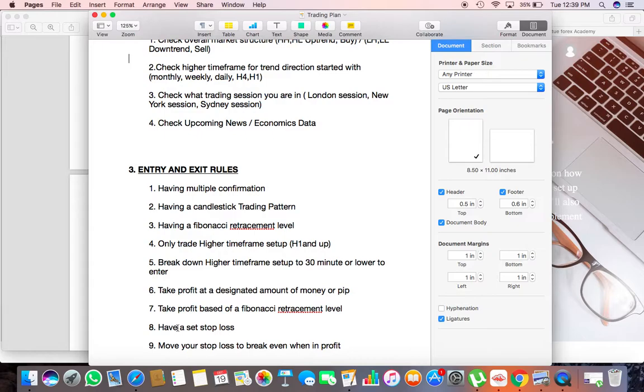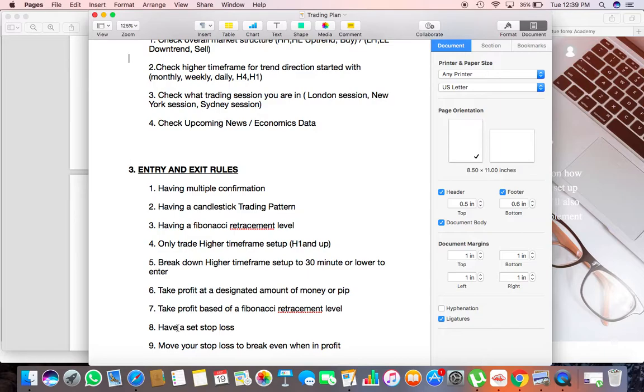If you don't really have a designated pip or amount of money, you just use your Fib and you say, at 38.2 I will take profit. If you enter at 38.2, the next level is minus 27. So say from 38.2 to minus 27, that's where my take profit will be. Or minus 61.8, that's where your take profit will be. You have a set stop loss.